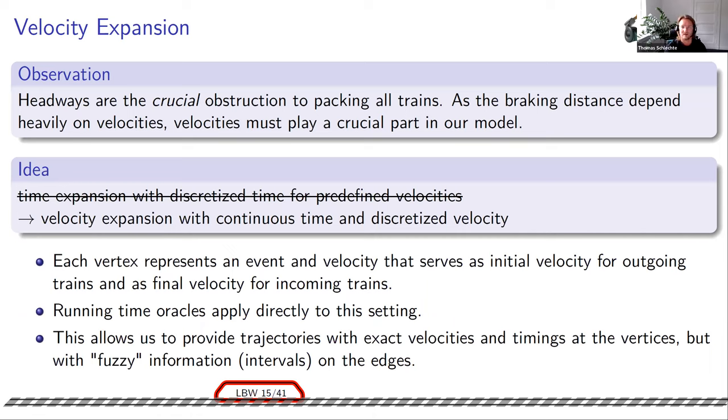Each vertex represents an event like arrival or departure. It also has a velocity. And this means the trajectories we consider have exactly this velocity at this node. Another thing we do is use running time oracles to span all the possibilities of what a train can do if it has a velocity of 80 at some node, and so on. This is, I would say, a fuzzy modeling of the complete trajectory, because we only control this trajectory at the nodes. What's happening between the nodes is only defined via intervals, but these intervals, as we can see, are enough.